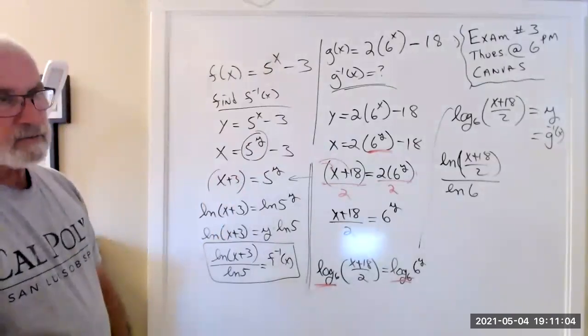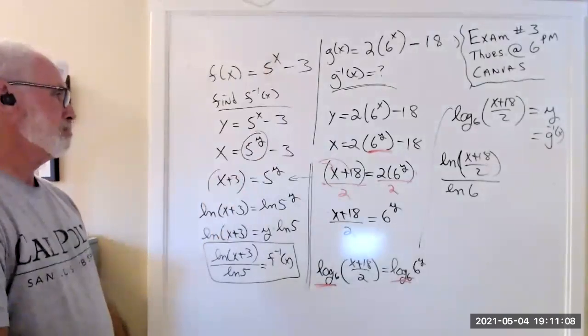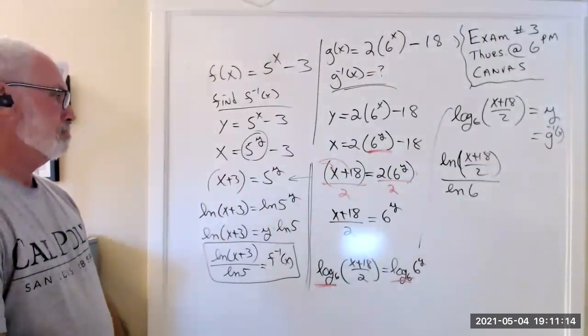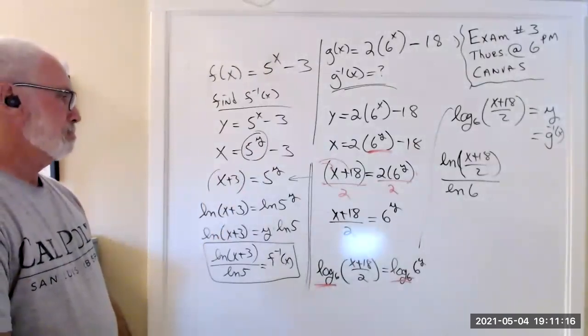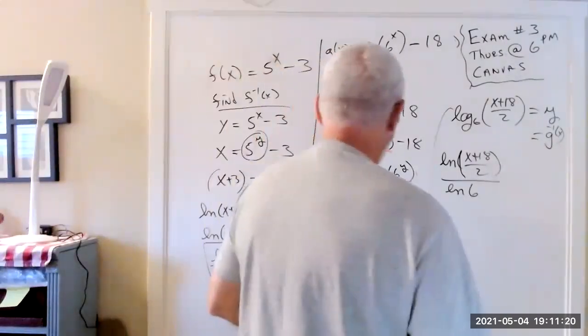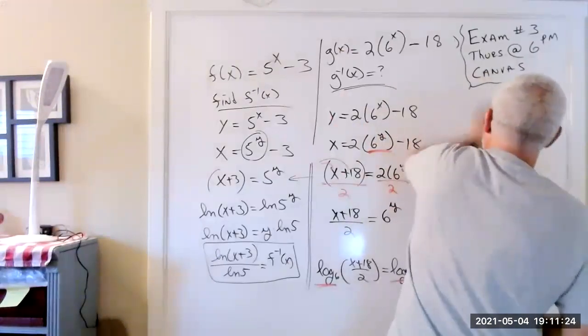Is that okay with everybody? Professor, did you finish the x plus 18 over 2 equals 6y, the way you were showing us for Mitch's solution? Yeah, I did, but I skipped a step. Okay, so let me come back.